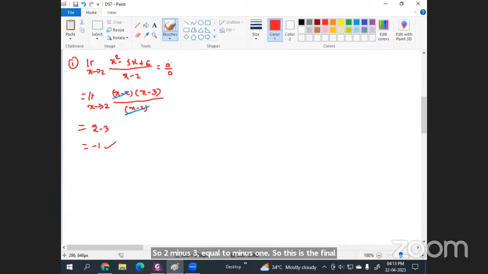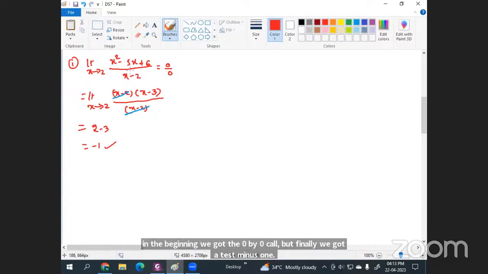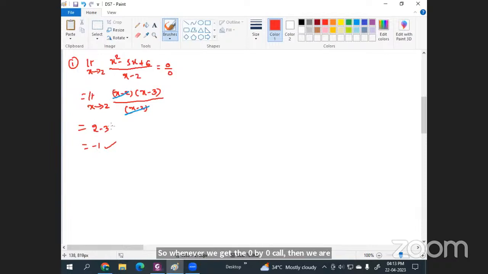So in the beginning, we got the 0 by 0 form, but finally we got it as minus 1. So whenever we get the 0 by 0 form, then we have to proceed further with factorization or any simplification, whichever is convenient and possible to work out the problem, depending on the situation. Every problem may not be the same.